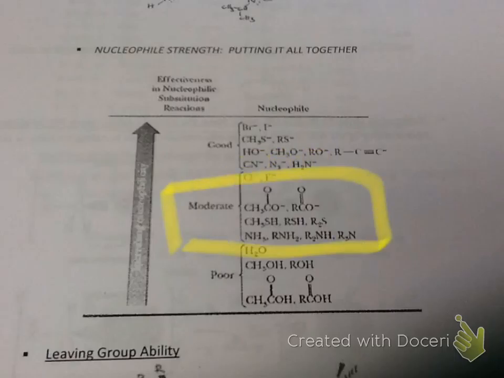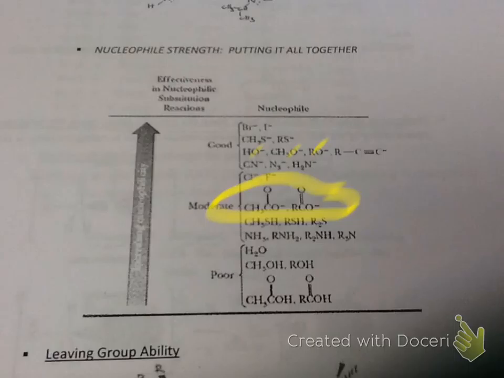Our moderate nucleophiles, half of them are negative and half of them are neutral. So all of our goods are negative. There's a few negative nucleophiles that are not good. They're moderate. They are our smaller halides, chloride and fluoride. And then look at these oxides. They're not like the oxides up here. They're anions of oxygen, but notice they're next door to carbonyls.